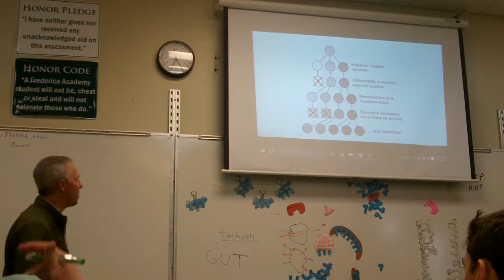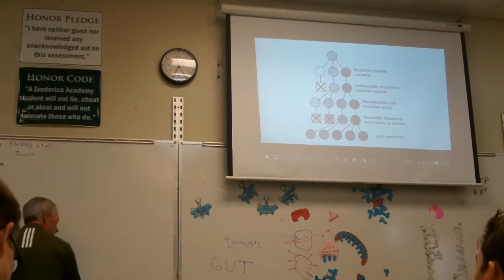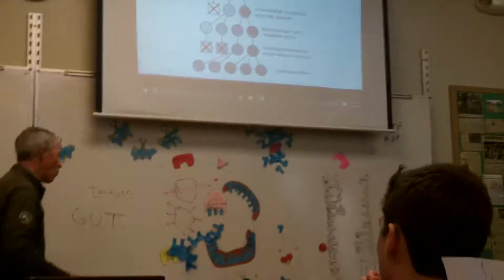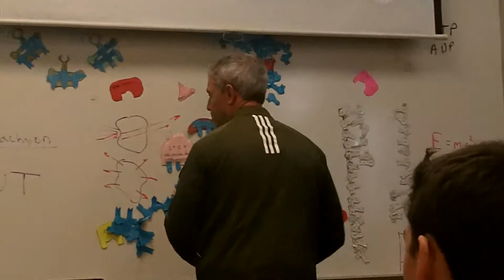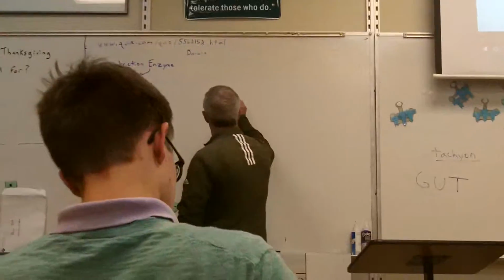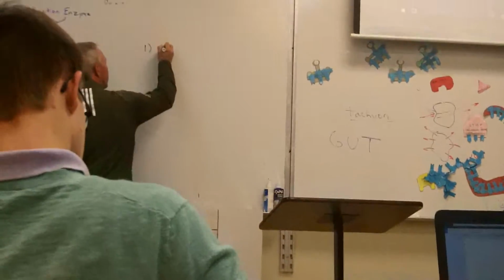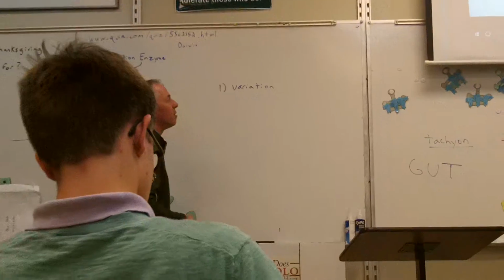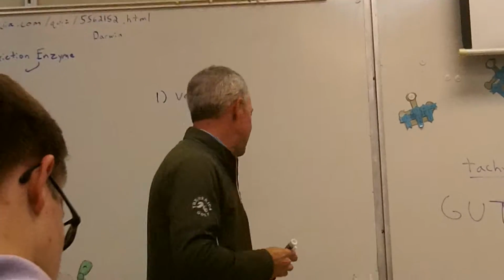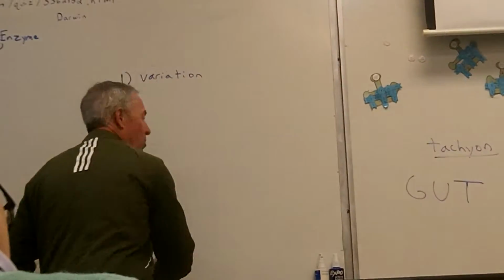So, how does evolution work by natural selection? Well, there's 4 parts to it. 4 parts you need to know. Part 1 is called variation. Variation means that not all organisms are born the same.